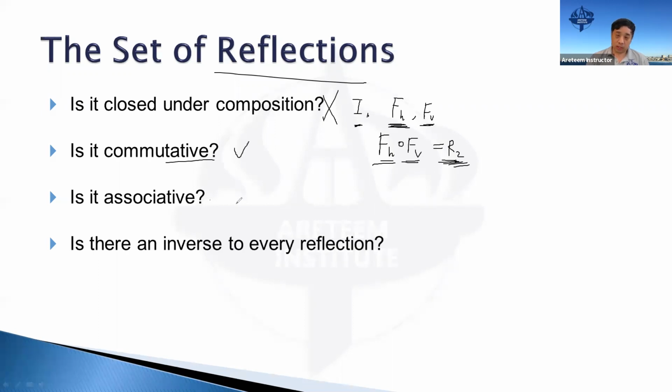Is this associative? That's a hard one. That's a challenging one, right? So let's see. If we have F of H, so reflect on that, and then we have FV. If we do the first two, this one becomes I, so this becomes FV, right? So flip over the vertical. If you do the same flip twice, then it's identity. So then you do this, it is this. How about we change the order?